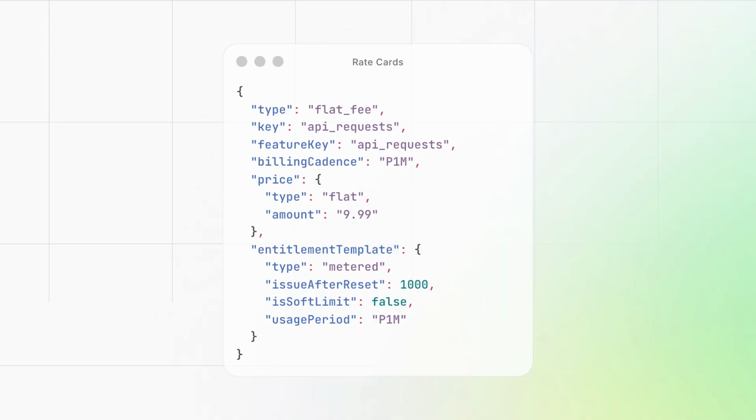A rate card ties a feature to a price and an entitlement. It answers three questions at once. What feature is this for? What does the customer get? And what do they pay? This one charges $9.99 per month and grants 1,000 API requests. The is soft limit being set to false means that requests are going to get blocked after 1,000. Issue after reset is how many units the customer gets each usage period. For a trial phase, you'd set a price to null and a billing cadence to null. So it's the same entitlement, but no charge.